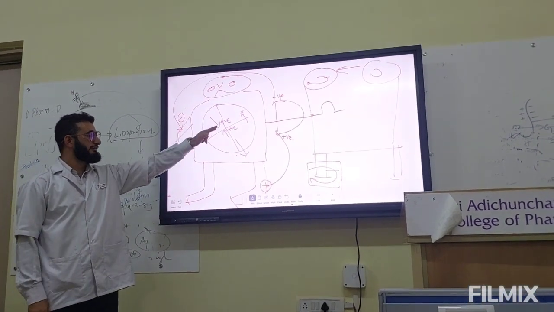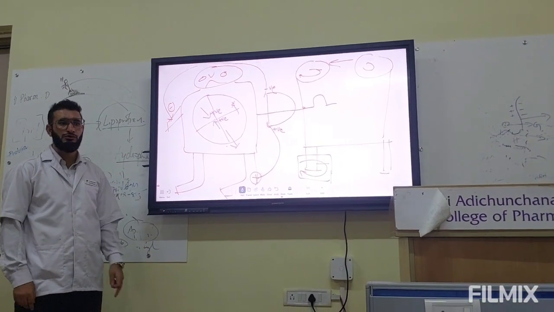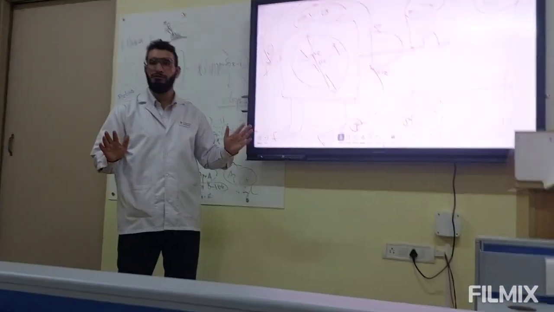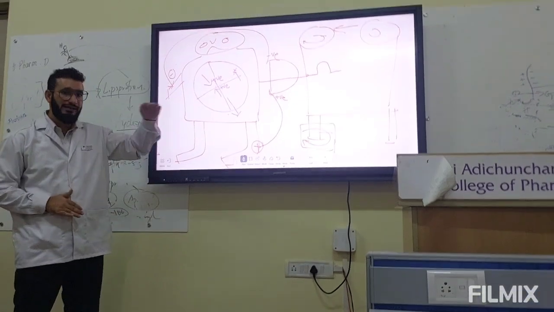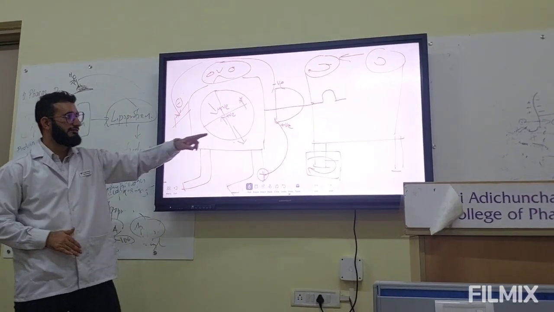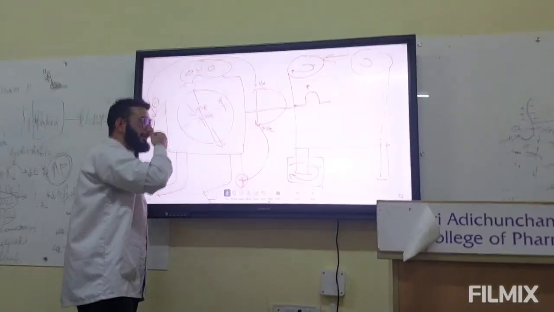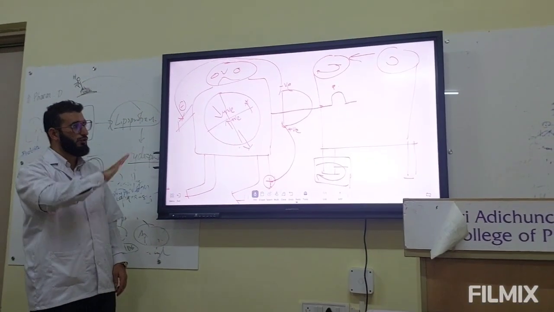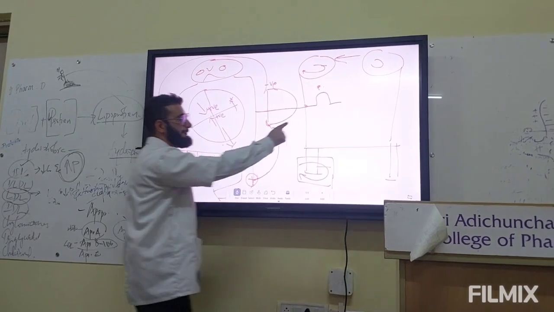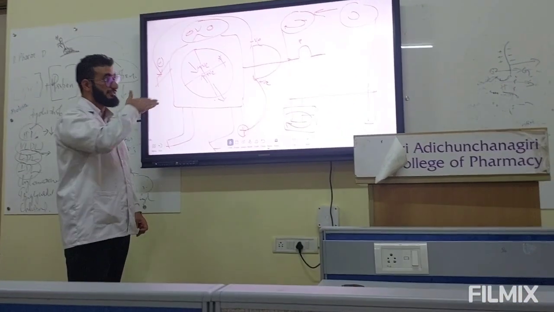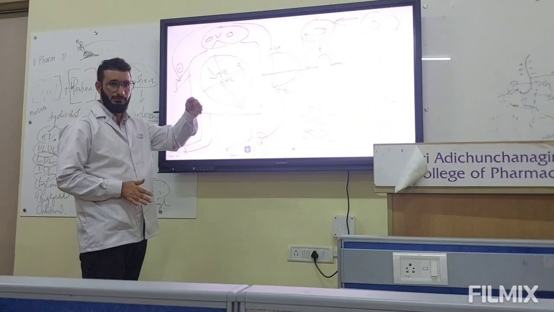Then the current passes through the AV node. I told you, the galvanometer is not going to detect the current in the AV node, so there will be no deflection, a straight line. This is going to make the PR segment. There is no deflection when the current is passing through the AV node.